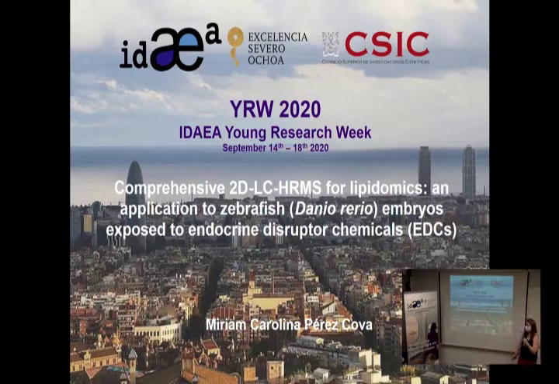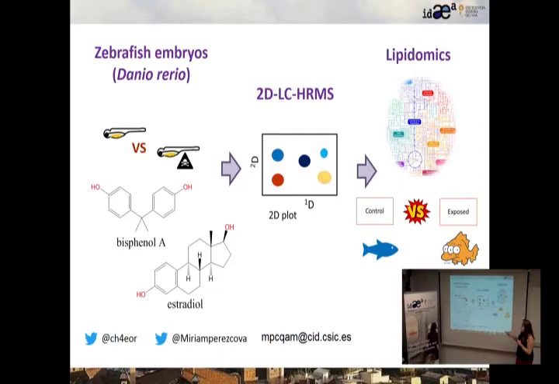Well, hello, it's Miriam from the chemometric group, and my advisors are Joaquim Jaumot and Roma Tauler. Mainly today I'm going to talk about zebrafish embryos that were exposed to two endocrine disruptive chemicals, bisphenol A and estradiol. I extracted the lipids and then analyzed them by a novel technique of two-dimensional liquid chromatography coupled to high-resolution mass spec. The goal of this study was to do a lipidomic approach to study the lipid pathways affected by these compounds. So let's go for it.